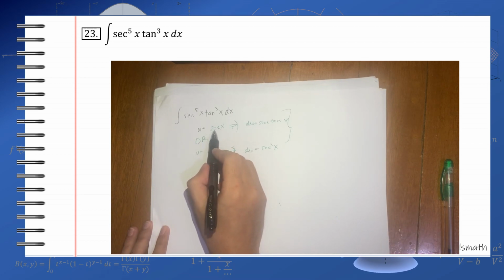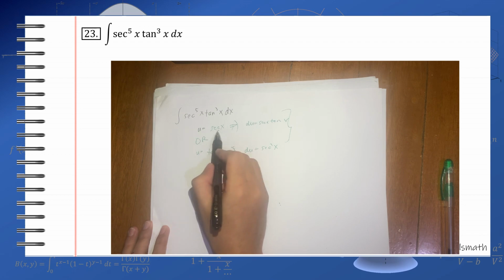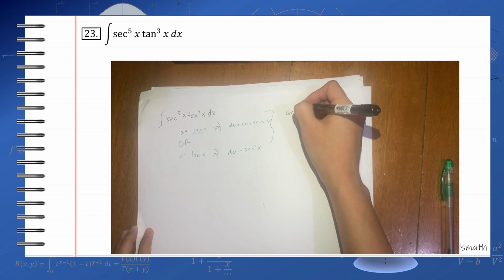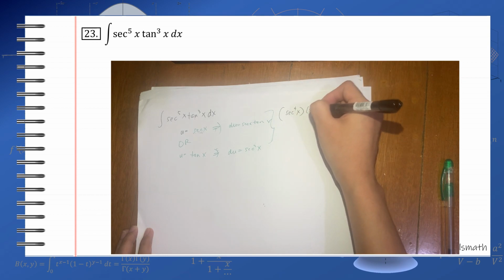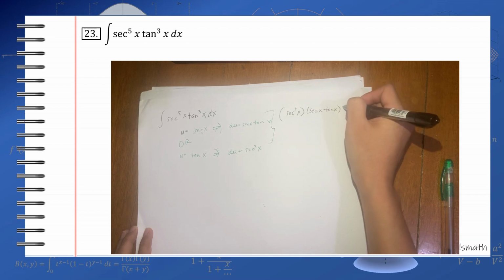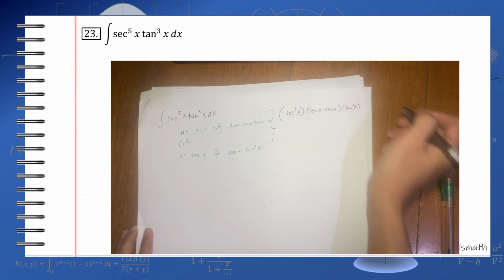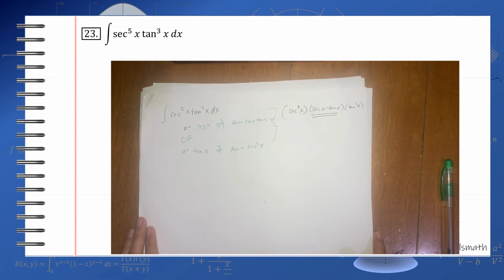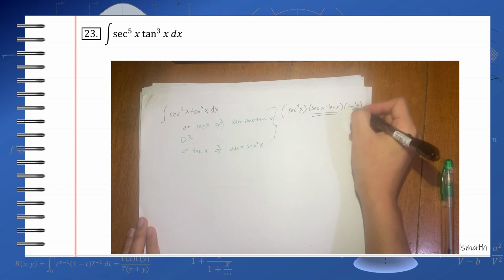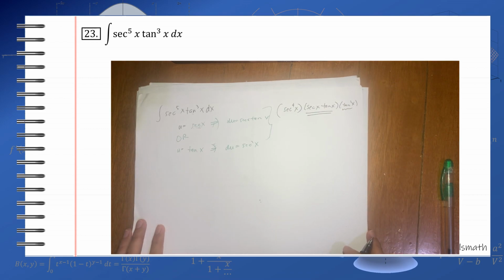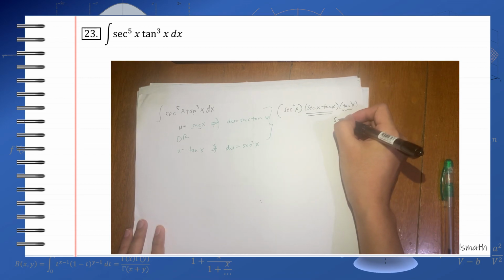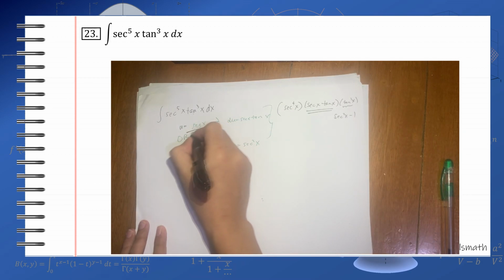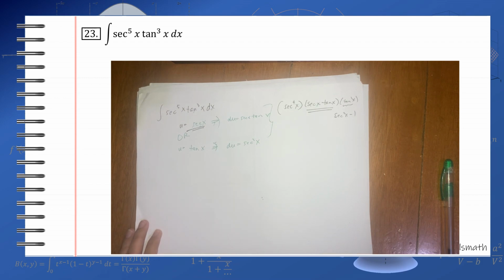For this case, if we let u is equal to secant x, we'll get left with secant to the 4th x times secant x tan x times tangent squared x. Note that I've isolated the secant x tan x for the derivative. This works well because the tangent squared can be expressed in terms of secant squared, which is secant squared x minus 1. So the substitution we should use is u is equal to secant x.